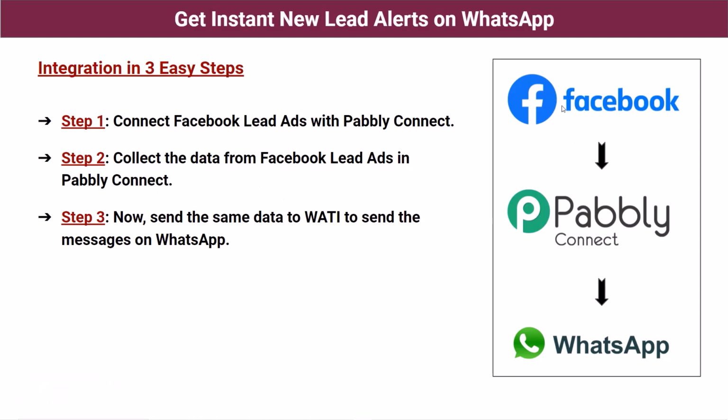Okay, so you're going to make a submission in Facebook lead ad forms. The details of that particular lead will be collected in Pabbly Connect. Now you have step 3: send the same data to Wati to send the messages on WhatsApp. If you're not familiar with Wati, here's the thing. You can't directly send messages on WhatsApp. So that is why we are using an official API of WhatsApp called Wati to send the WhatsApp message. The process is easy. Let me show you the steps.